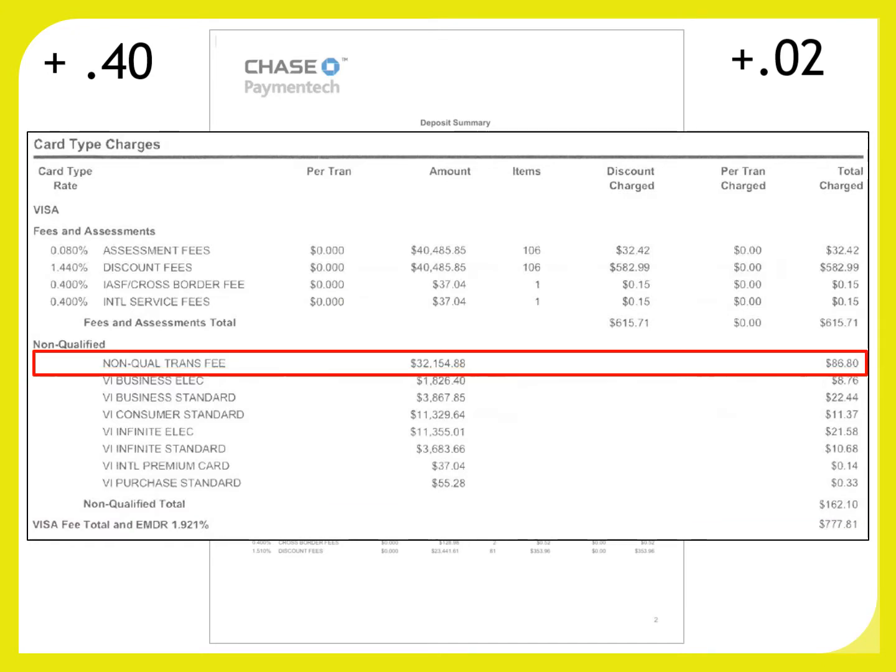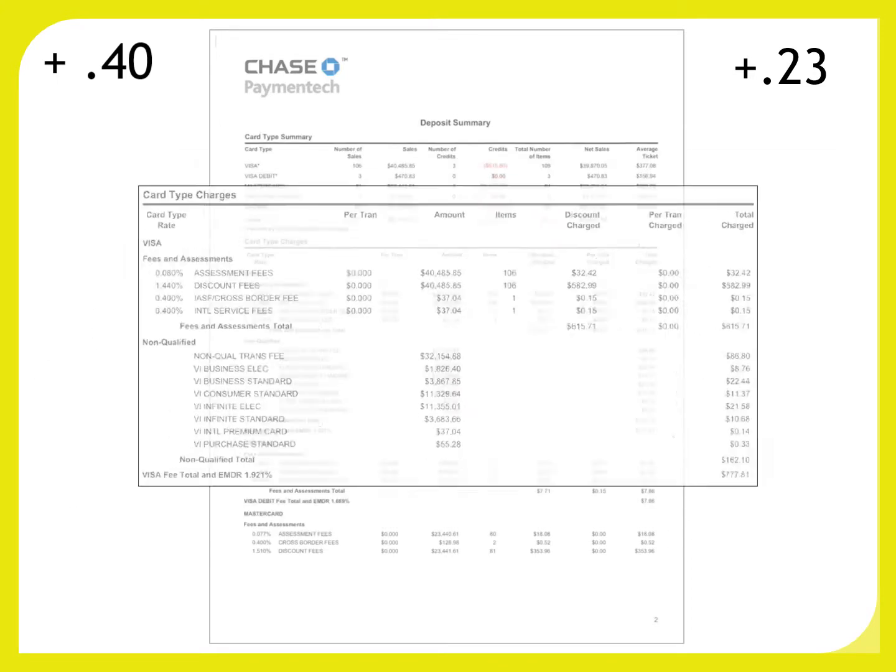Now let's go back to the section above where your non-qualified fees are listed. In this example, there are $86.80 charged in fees. Take this amount and divide it by your gross Visa volume found above, here being $40,485.85, and you'll get a markup of 0.21%. With the original markup of 0.02%, you'll have a total of 0.23% in markups.